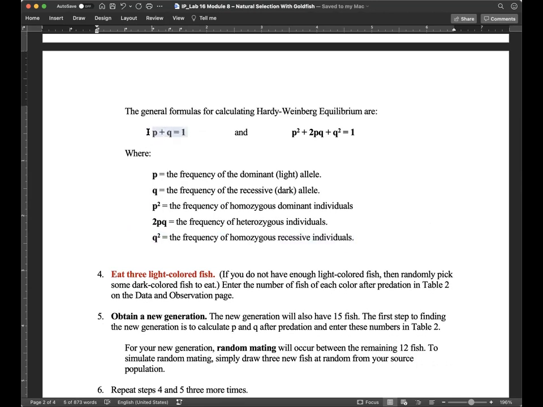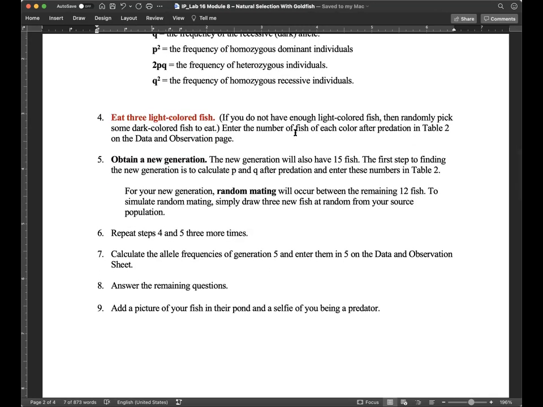So P plus Q equals 1. That just means that the number of the big A alleles and the number of little a alleles, when you add them all up, has to equal 100% of your population. And it's just simple math. If it didn't equal 100% or 1, then that would mean that you have another allele in the population that you just haven't taken into account yet. But for today, you know that these are going to be the case: P plus Q equals 1, P squared plus 2PQ plus Q squared equals 1. And so we can use these to calculate all of our allelic frequencies from here on out.